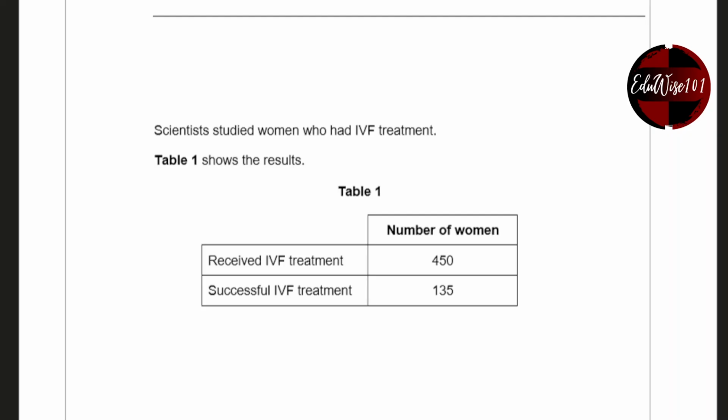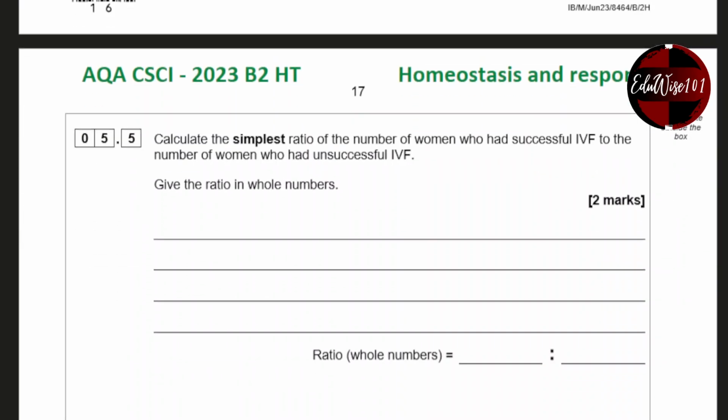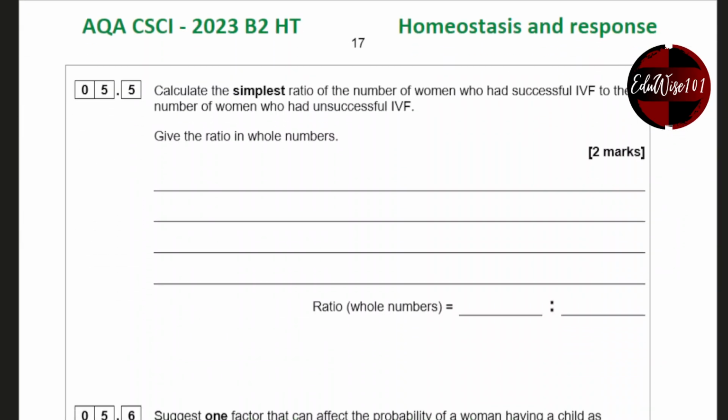Scientists studied women who had IVF treatment. Table 1 shows the results. So you have women who received IVF is 450. Successful IVF treatment is 135. Calculate the simplest ratio of the number of women who had successful IVF to the number of women who had unsuccessful IVF. So successful to unsuccessful ratio.